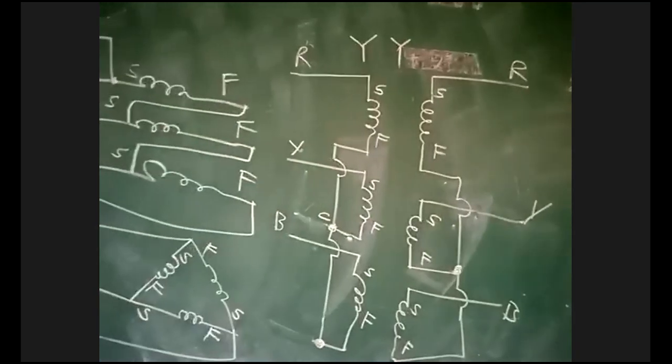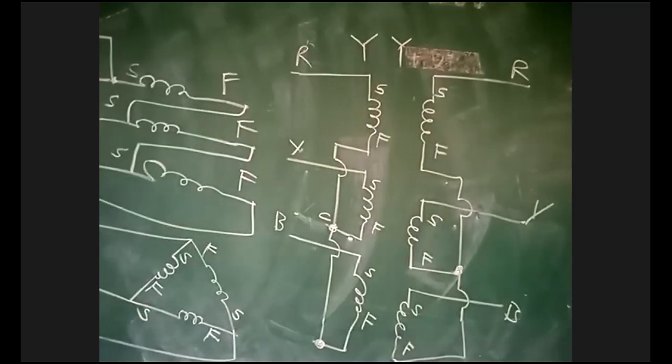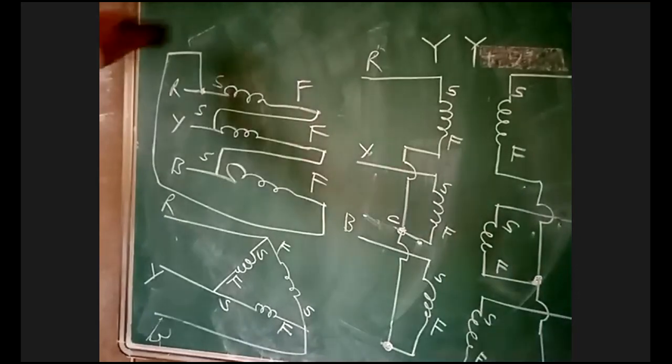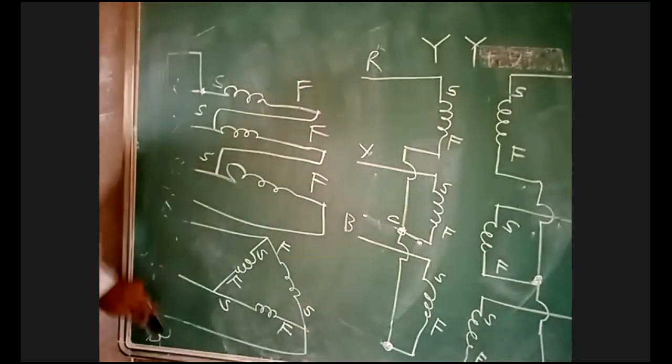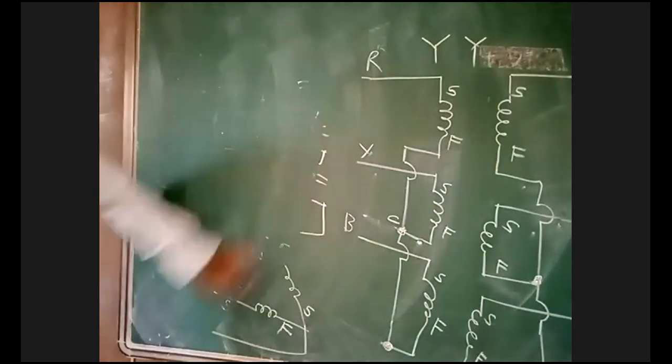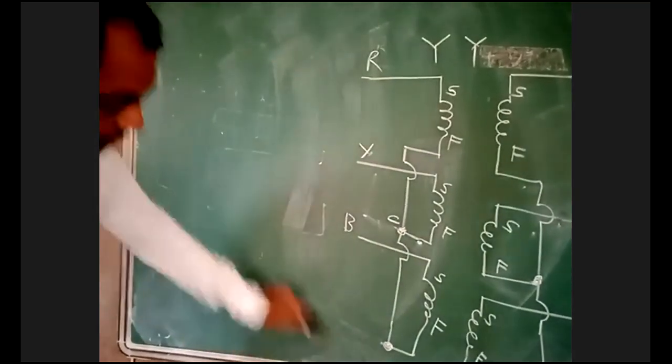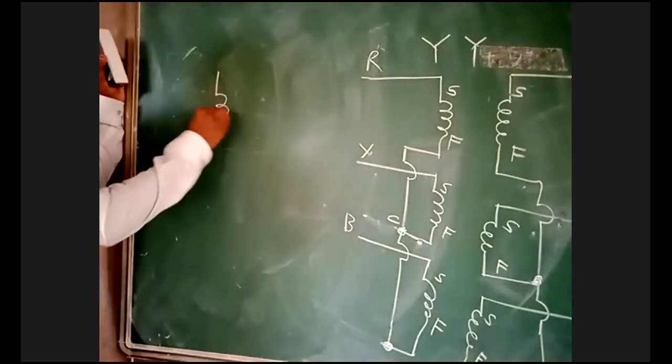If you have any doubt, you can ask me. Now I have connected the star-star connection, the first connection. Now what is the second connection? Delta to delta. Now see, I will draw the delta connection. I think you have understood this one. We'll go for the delta to delta. I'll take three windings.